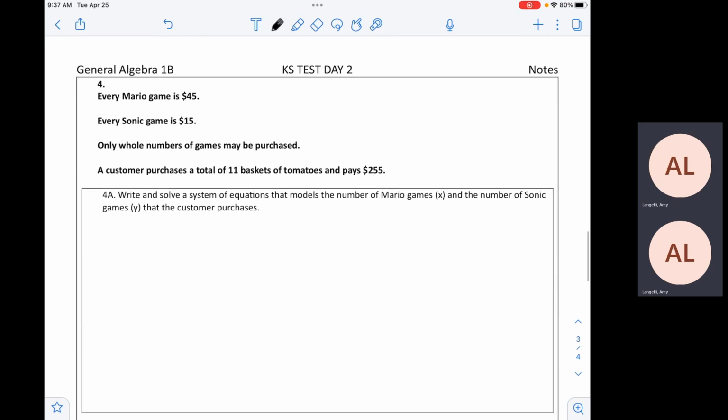Number 4. My husband and I play Mario every night. This is literally what's going on in my head. Whatever is in my head is what I type on the paper for you.